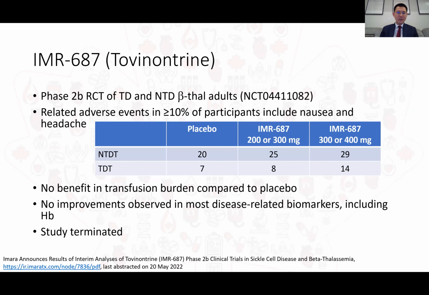Based on these findings, the phase 2b randomized controlled trial was embarked upon, consisting of transfusion-dependent and non-transfusion-dependent beta thalassemic adults. In terms of adverse events, it was mostly nausea and headache. Unfortunately, no benefits in transfusion burden were seen compared to placebo. Furthermore, there were no improvements observed in most disease-related biomarkers, including hemoglobin, and therefore the study has been terminated.